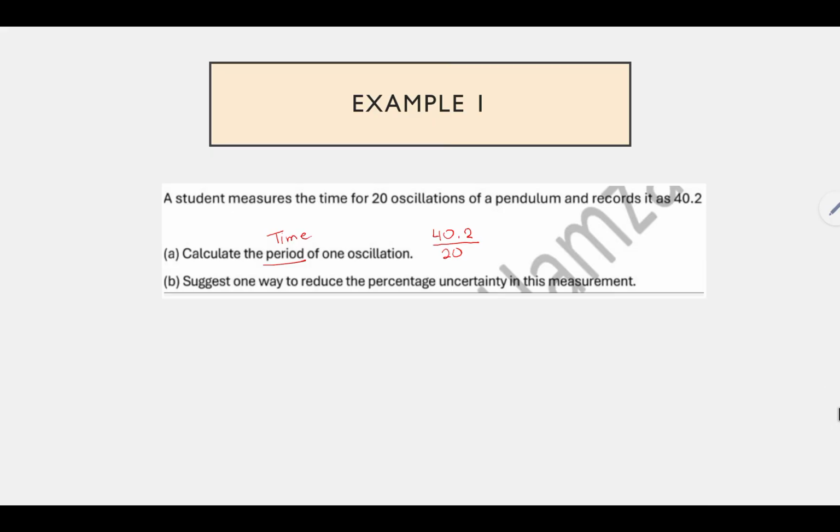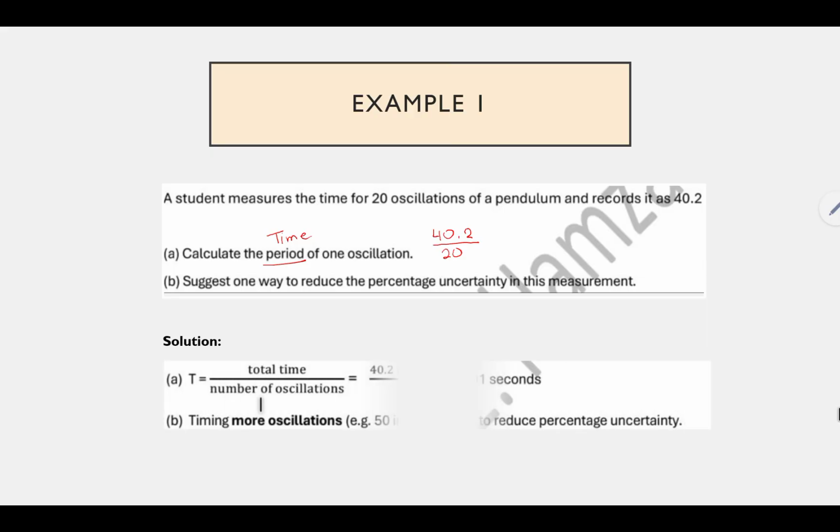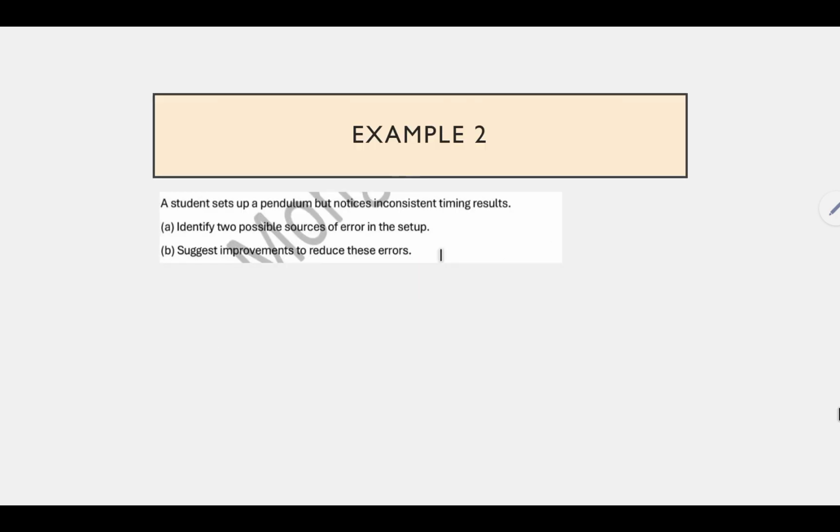Let's check the answers together. So, the period for one oscillation gave me 2.01 seconds. And to reduce the percentage of uncertainty in this measurement, I will time more oscillations. Another example is asking: a student sets up a pendulum but notices inconsistent timing results. What are two possible sources of error in this setup, and suggest improvements to reduce these errors?